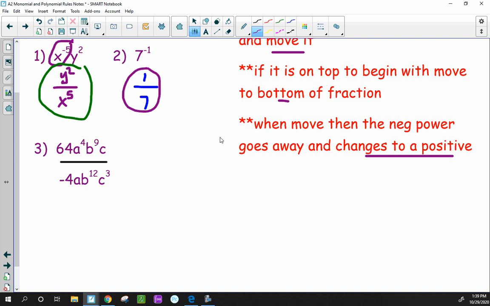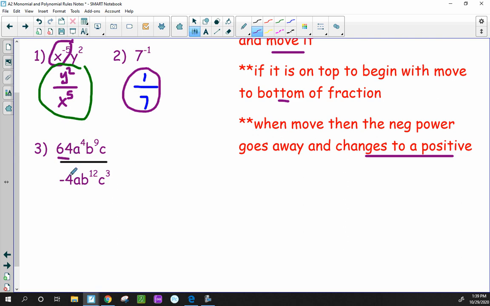Alright, check out example 3. I have 64a to the 4th b to the 9th c. That is one monomial, and it's being divided by one monomial, which is negative 4a b to the 12th c to the 3rd. So I don't see parentheses, I don't see a power rule, I don't see a times sign for me to multiply. I do see a quotient. And so I want to go with quotient first.